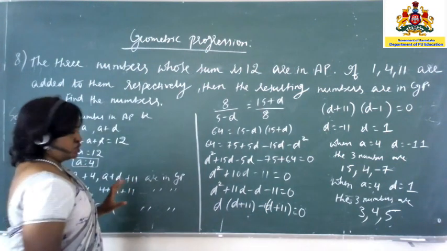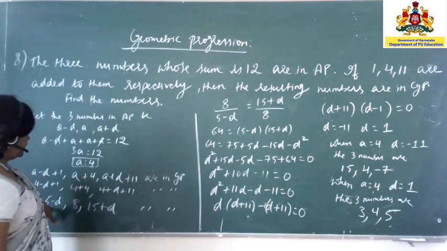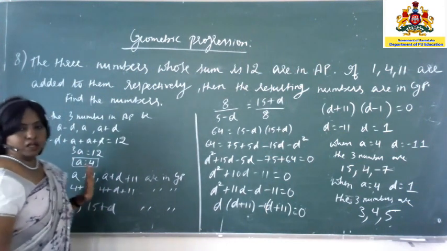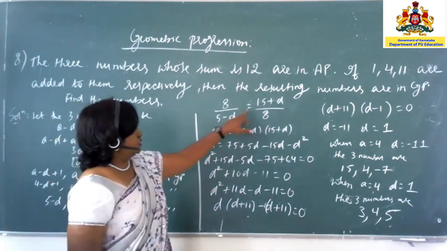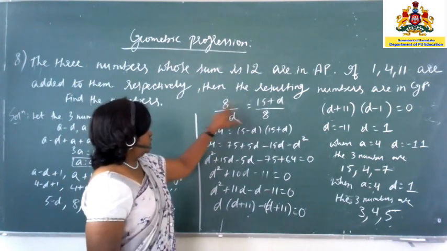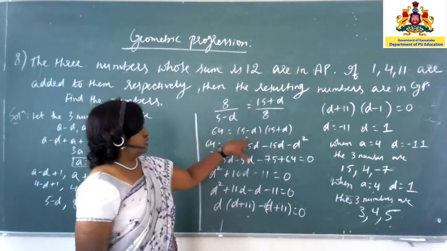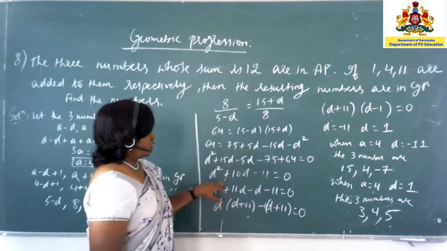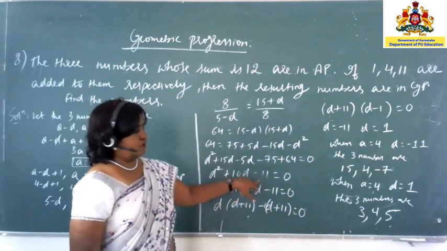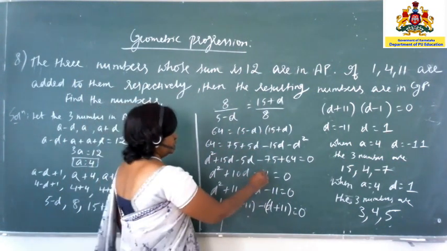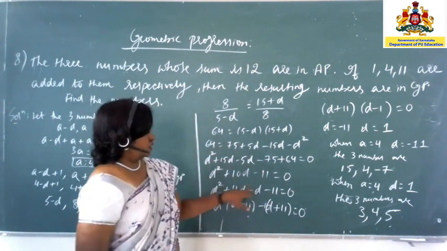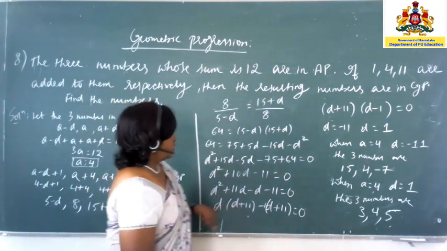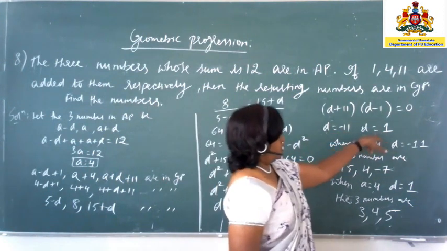According to the definition of GP, T2 divided by T1 is equal to T3 divided by T2. The ratio remains constant. So 8 into 8, 64, cross multiply 5 minus D into 15 plus D. So I'll get a quadratic equation, D square plus 10D minus 11 is equal to 0. Split the middle term, 11D minus D. Then you'll get D value minus 11 and 1.